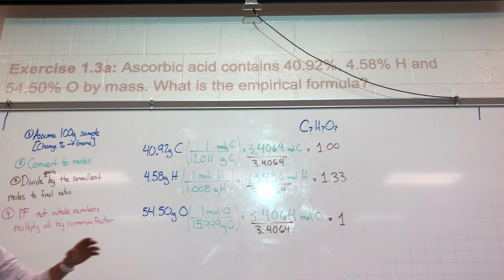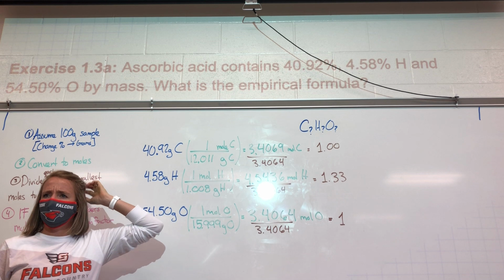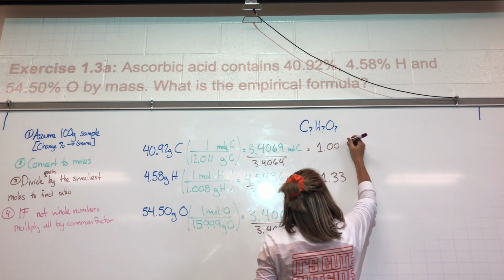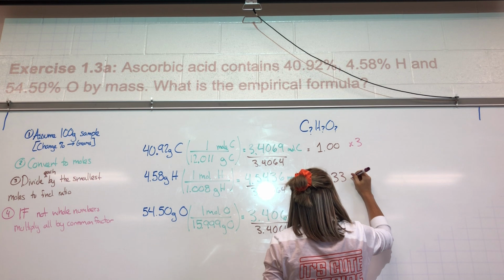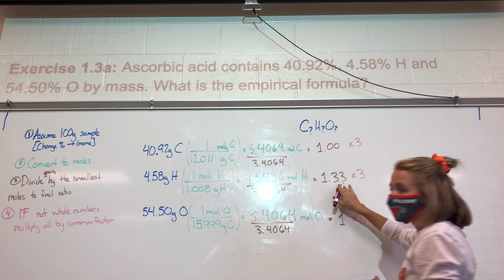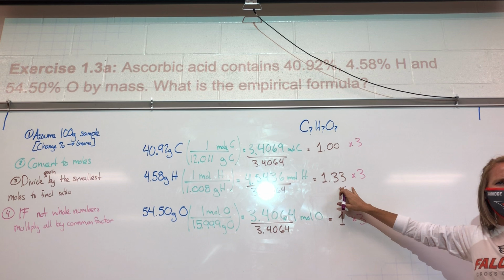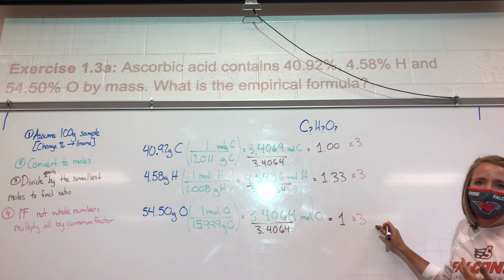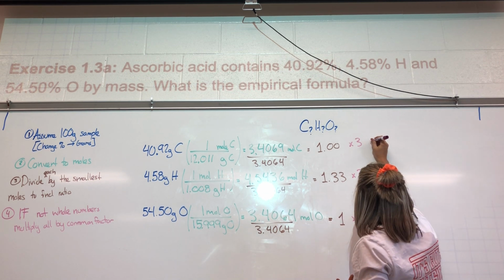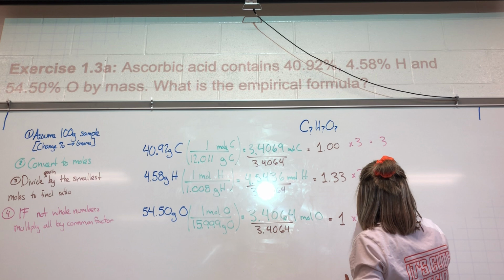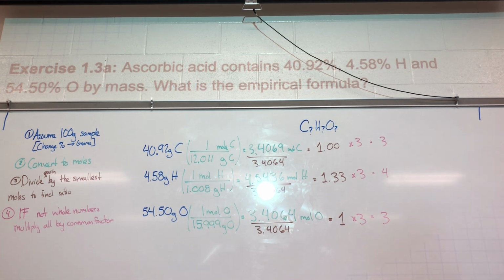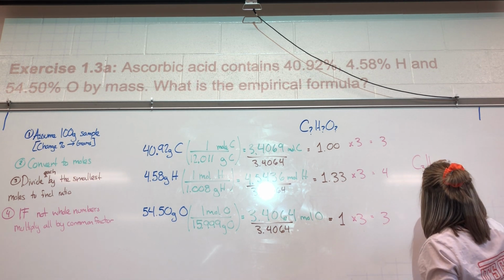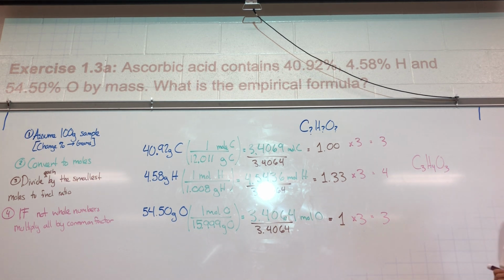Okay. In this case, what would be my best factor to get this to a whole number? 3. 3, yeah. Why'd you pick 3, Taylor? Because 0.33 is a third of 1. Yeah, so think in fraction terms, right? 0.33 is like a third, and so that's why we're going to times them all by 3. So we end up with 3, 4, 3. So then our answer would be C3H4O3.